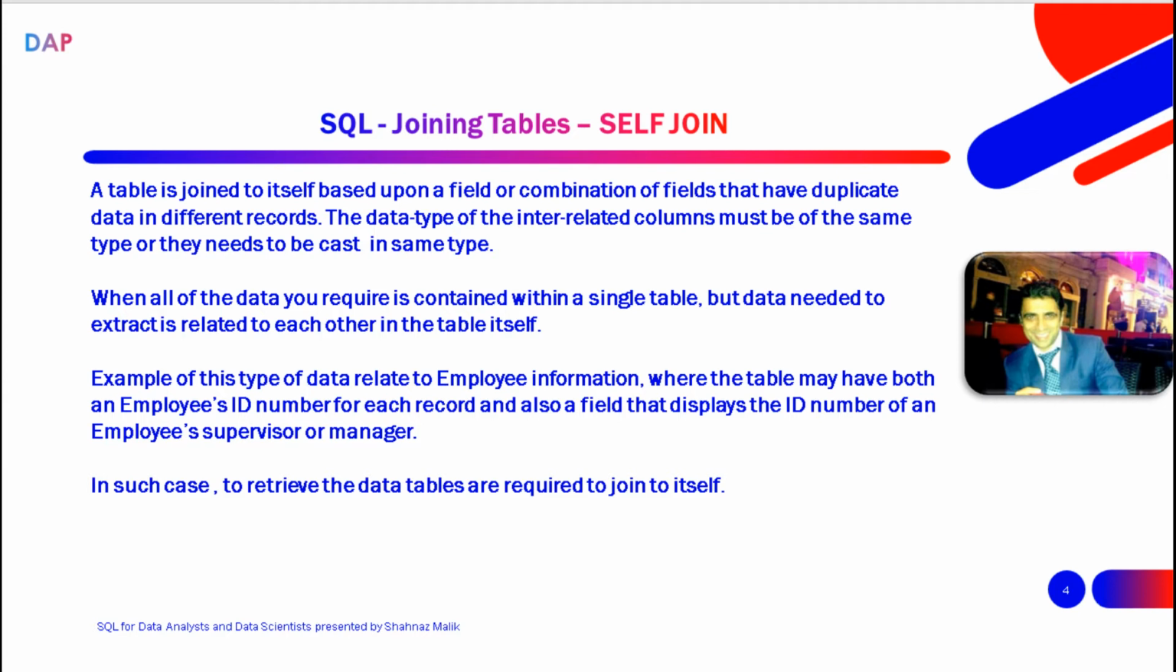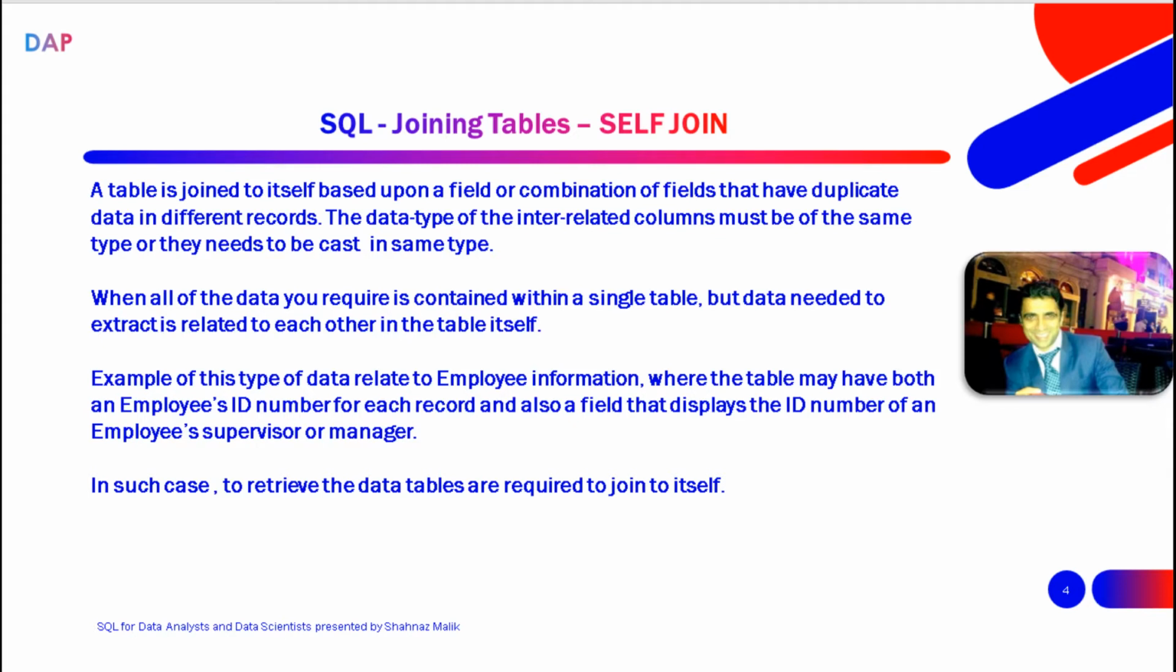A table is joined to itself based upon a field or a combination of fields that have duplicate data in different records. The data type of the interrelated columns must be of the same type, or they need to be cast to the same type. This is really important. It applies when all of the data you require is contained within a single table, but the data needed is related to each other in the table itself.